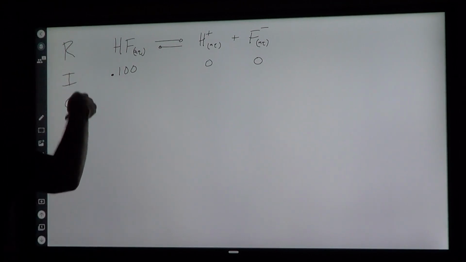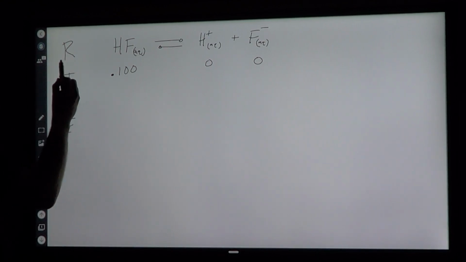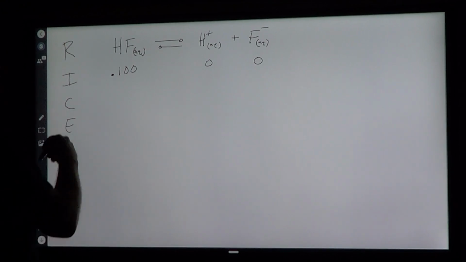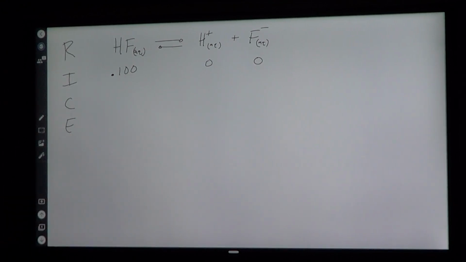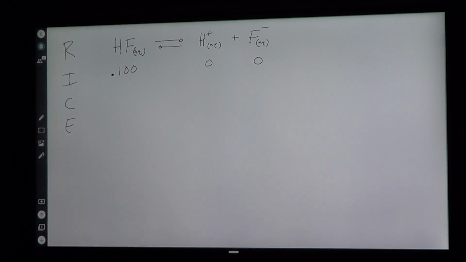So the RICE acronym stands for reaction, initial, change, and equilibrium. So it's a rice box because you always want to show the information in this table before you try to do your math.